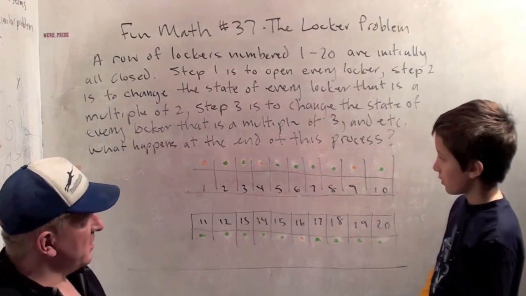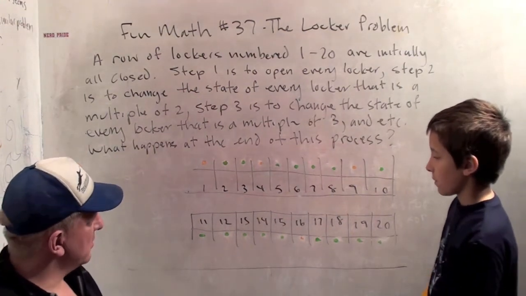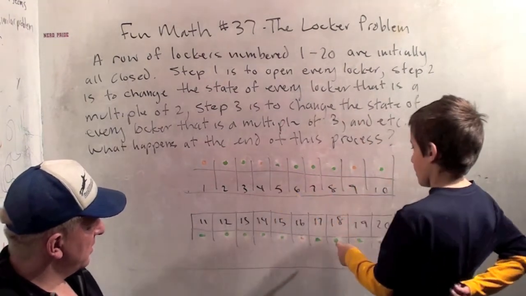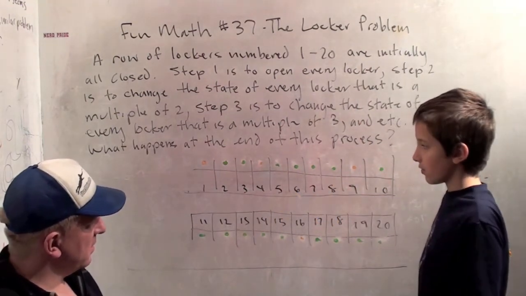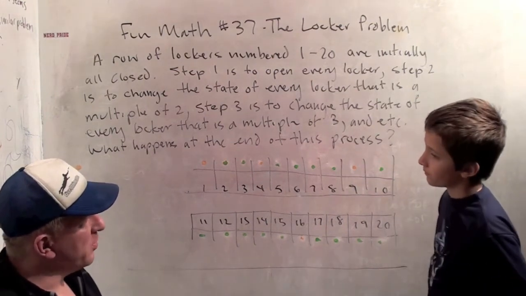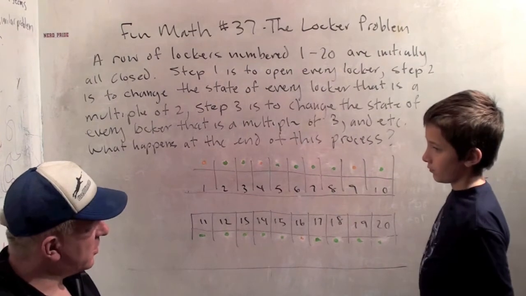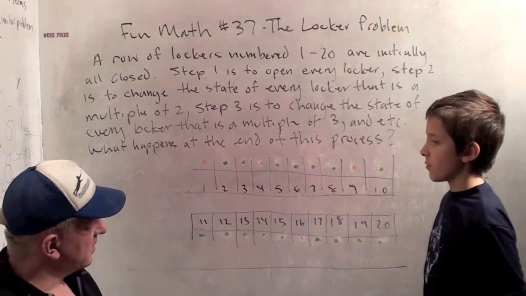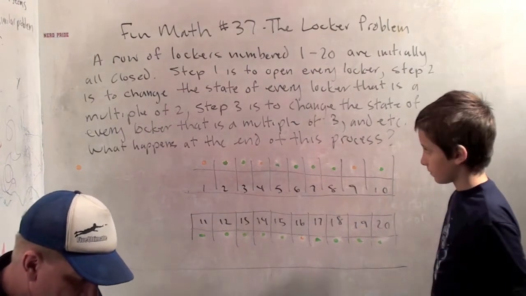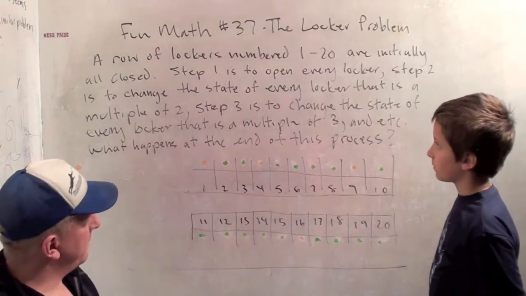Which ones are open after this process? Do you notice? Well, 1, 4, 9, and 16. Okay. Those are perfect squares. Interesting. The perfect squares are the ones that are open. Which ones are closed? The ones that aren't perfect squares. That's very interesting. Why are the ones with perfect squares open?